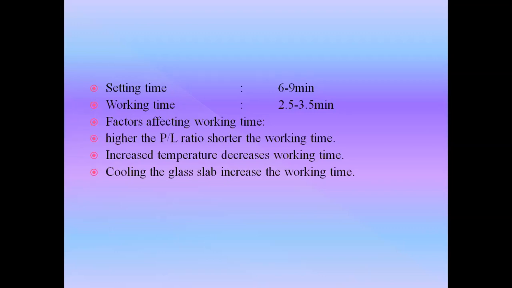Many times a question comes on working time and setting time, so you have to remember how it is decreased, how it is increased, and what would be the ideal method. This is the twist they commonly ask: what would be the ideal method of altering the working time or setting time? It should be cooling of the glass slab, because if you try other methods like increasing the powder liquid ratio or increasing temperature, you compromise on the strength properties of the cement. So ideally, the ideal would be cooling of the glass slab.